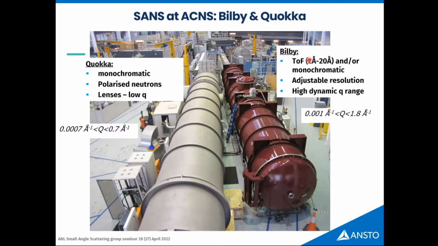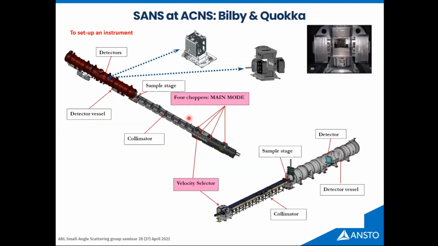But Bilby is actually using choppers for time of flight, and I'll tell you a bit later why. Because of that, we can adjust the wavelength resolution, and we can also have a massive Q range. Those Q ranges are accessible Q ranges. They're not Q ranges you can get in one go. I mean, that would be awesome, but anyway, accessible Q ranges. So let's get a bit deeper inside.